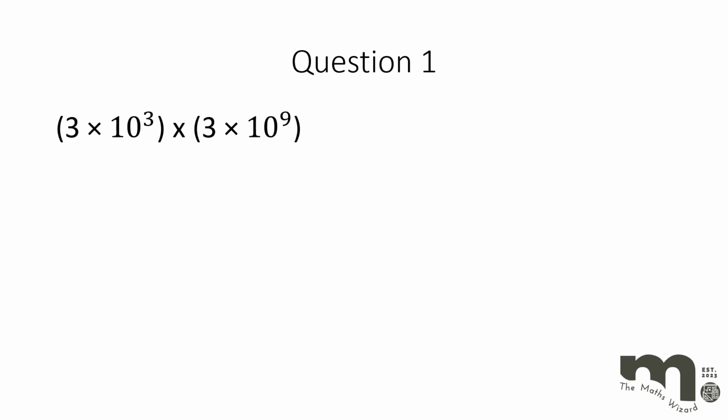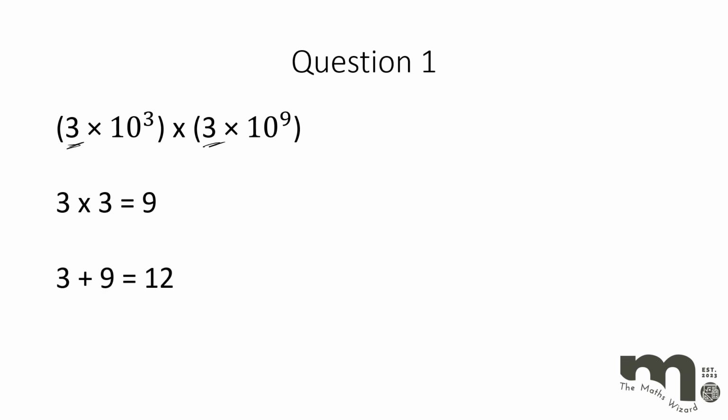Okay, so first of all, we need to multiply the number part of this. So we've got to do 3 times 3. That's always the first step: you multiply the numbers, so in this case, 3 times 3 gives you 9. Then we've got to add the powers together.